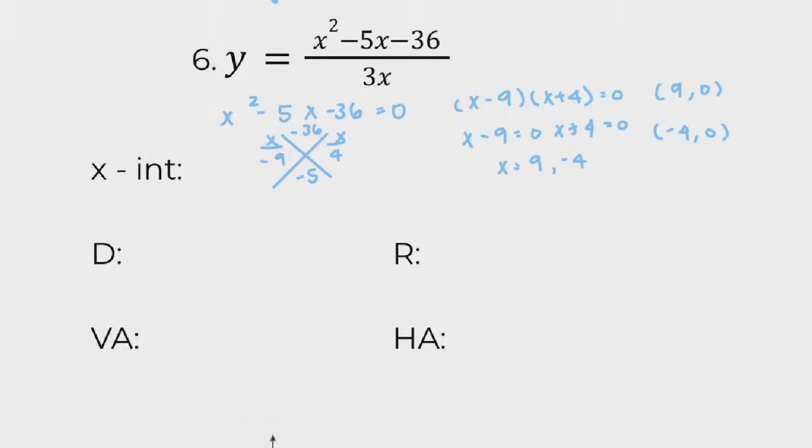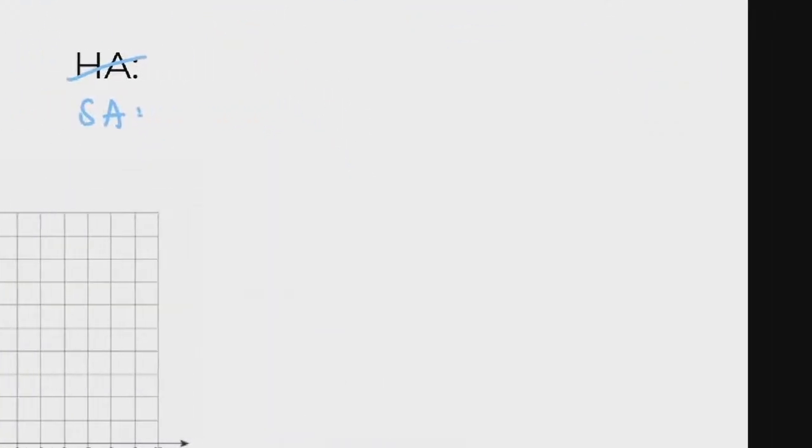For the vertical asymptote, that's when we set the denominator equal to 0, so we get x equals 0. So domain is x can't equal 0. Then for the horizontal asymptote, the degree of the numerator is 2 and the degree of the denominator is 1. So we actually have a slant asymptote because the degree of the numerator is 1 more than the degree of the denominator. So to do this, we're going to use long division.